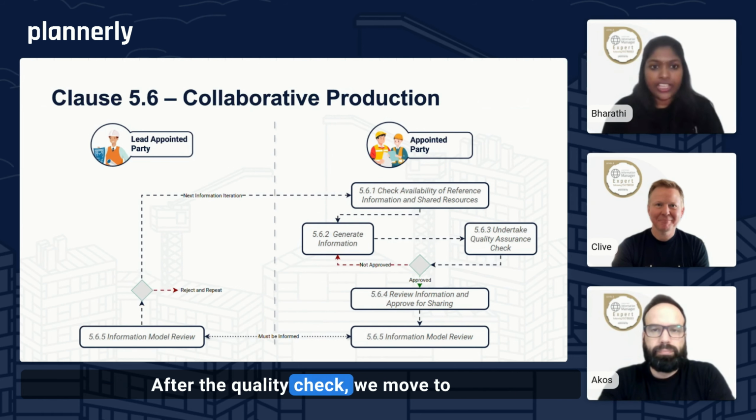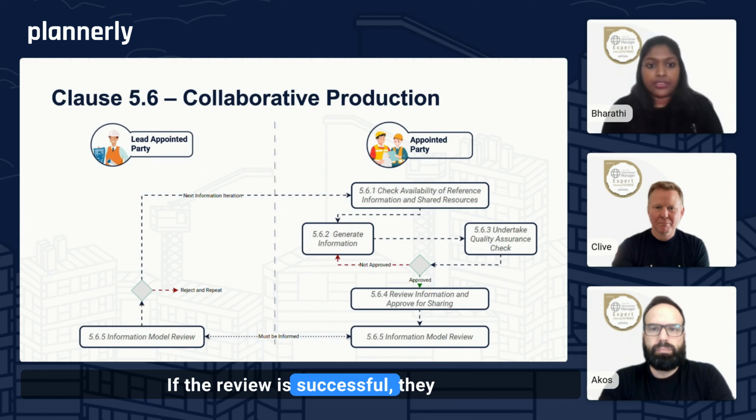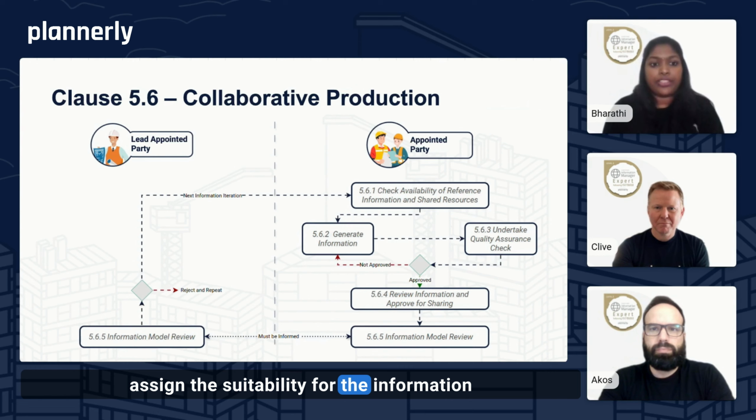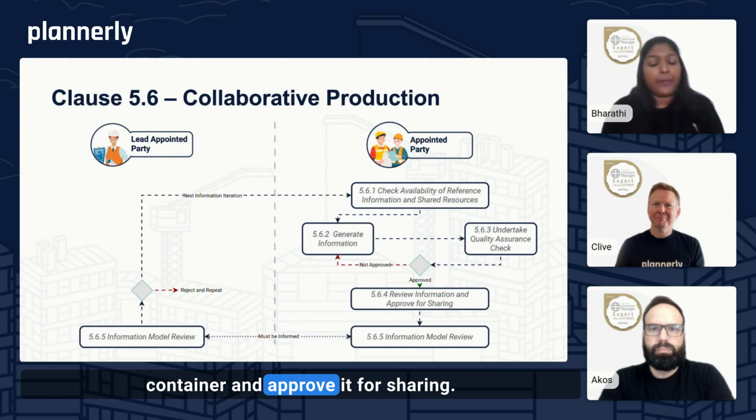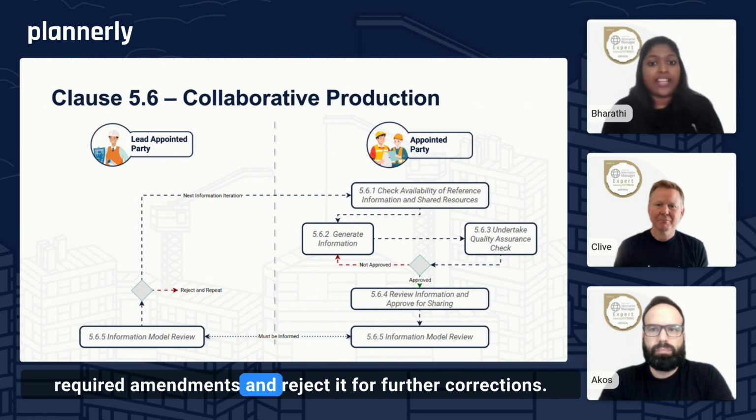Here, the task teams are responsible and accountable for reviewing their own information container against the exchange information requirements, the level of information need, and what other task teams require for coordination. If the review is successful, they assign the suitability for the information container and approve it for sharing. If unsuccessful, they record why and note the required amendments and reject it for further corrections.